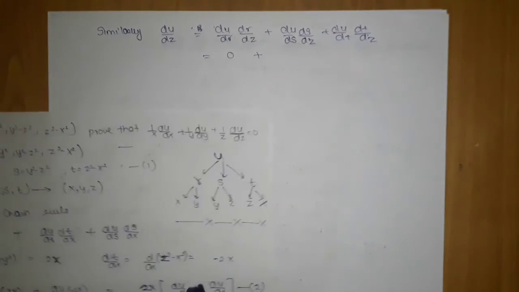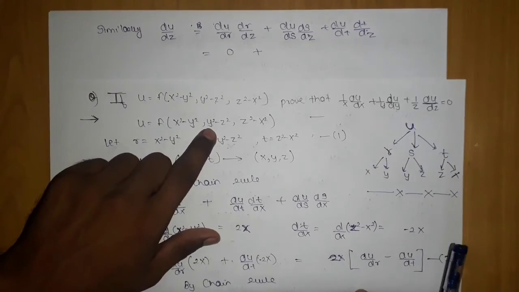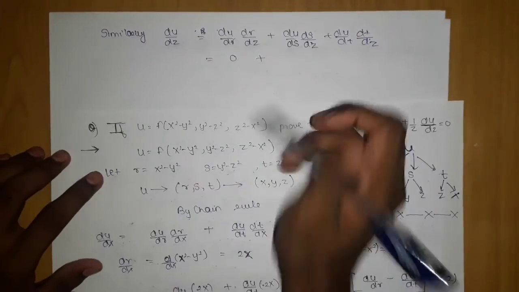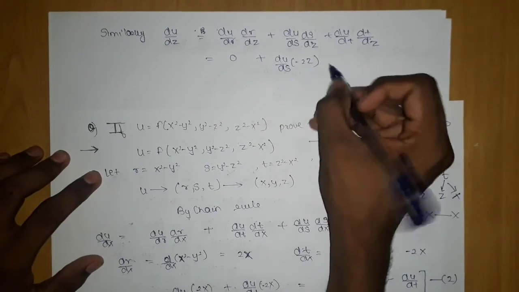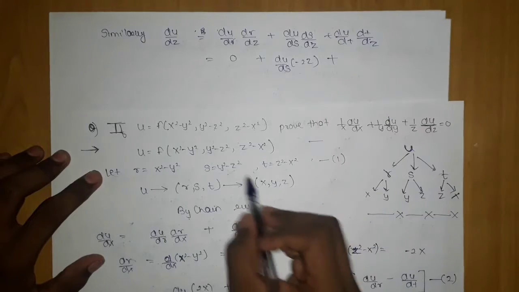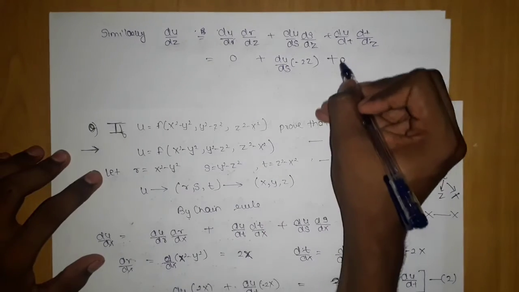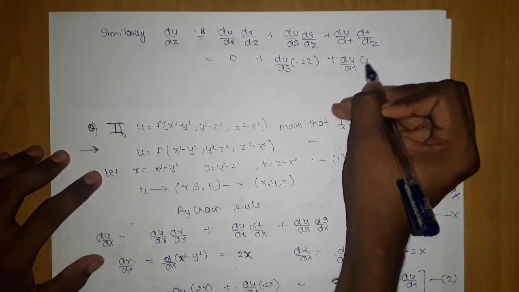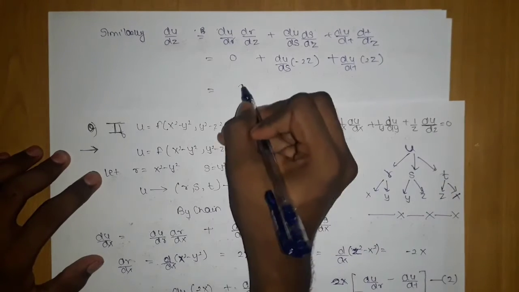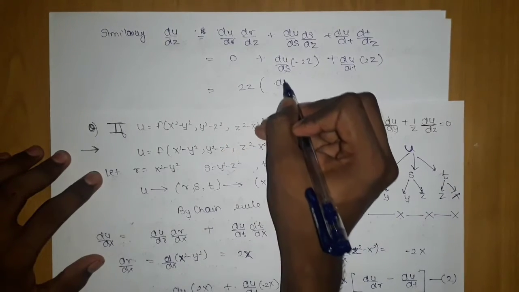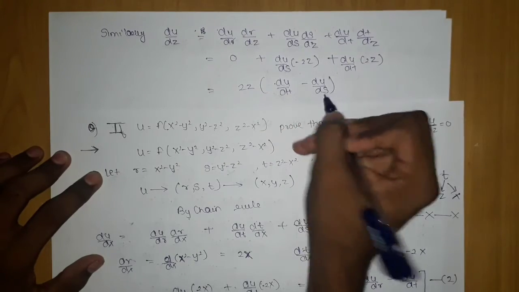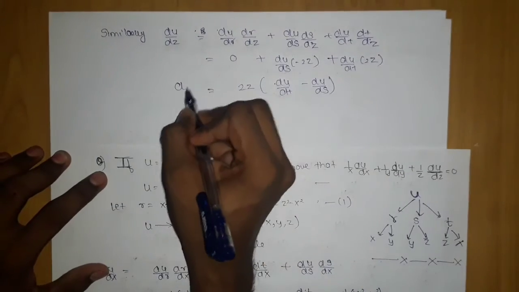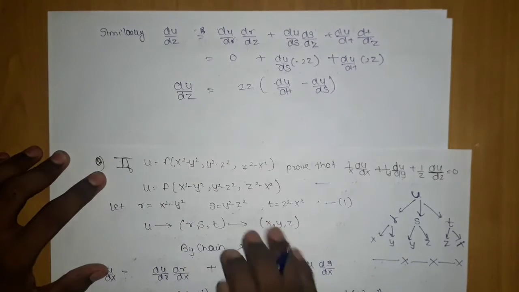You have to differentiate this s with respect to z, which will be minus 2z. So it will be ∂u/∂s into minus 2z. The next term will be nothing but 2z, so ∂u/∂t into 2z, right? You can take 2z outside, you will be left with ∂u/∂t minus ∂u/∂s. After this you are getting ∂u/∂z like this, right?